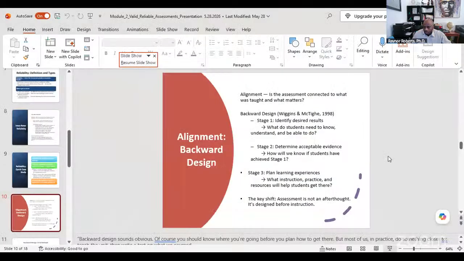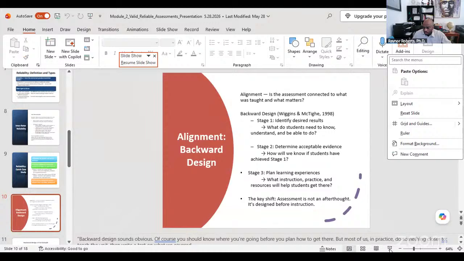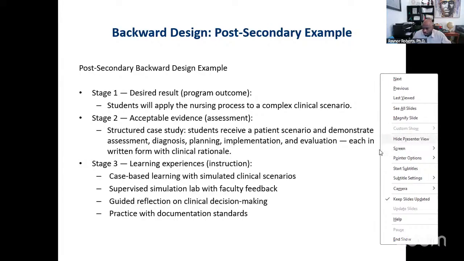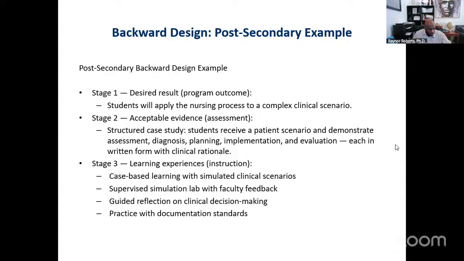Stop sharing. Lost my screen. Give me 1 second. All right, let's go. All right. Why am I losing my screen? Hold on a second. Give me 1 second.